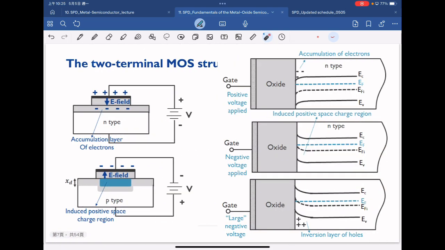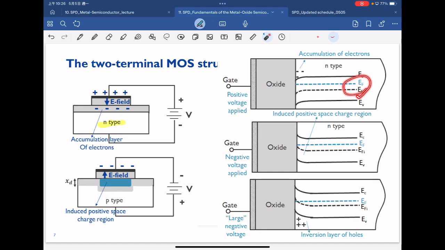Okay, so similarly, we can draw the same band diagram analysis on top of the N-type semiconductor. In this case, with the N-type semiconductor, we have the Fermi energy close to our conduction band. So the bias conditions for the accumulation, inversion, or the huge electron inversion are just completely opposite compared to the p-type.